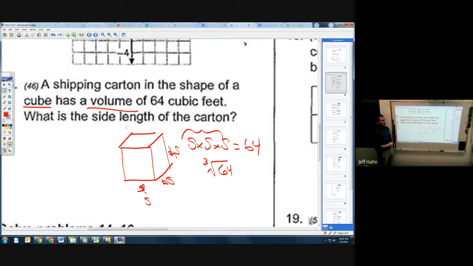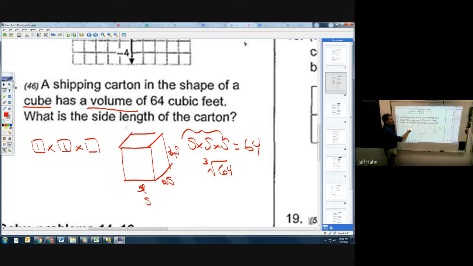What number times itself three times gives you 64? And it's not 64 divided by 2, and it's not 64 divided by 3. It is: what number times itself three times gives you 64? There's no way to do this but by trial and error.